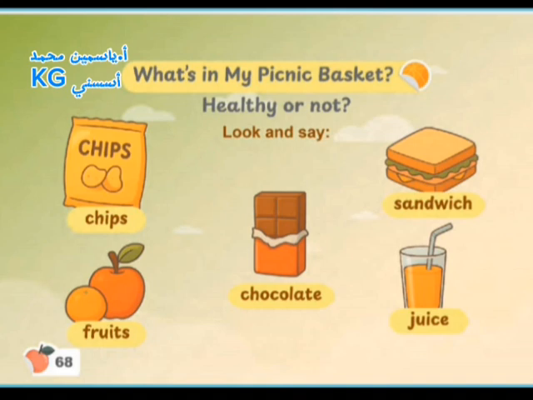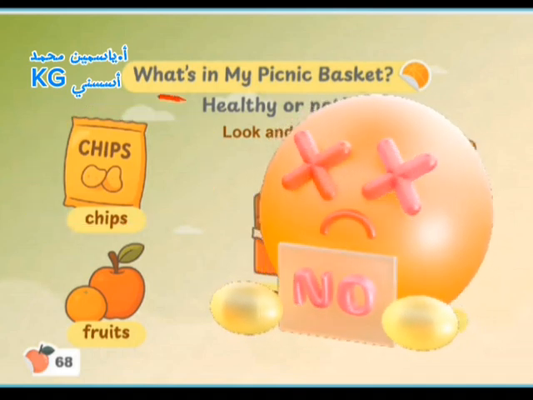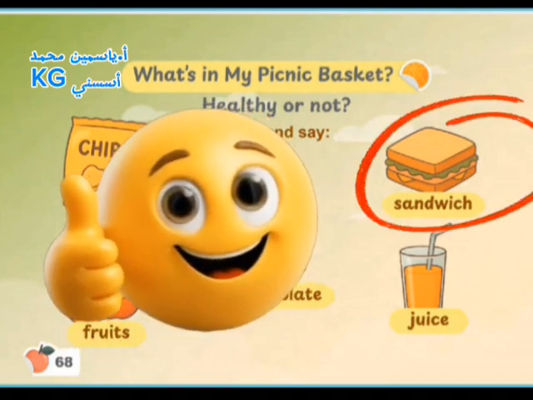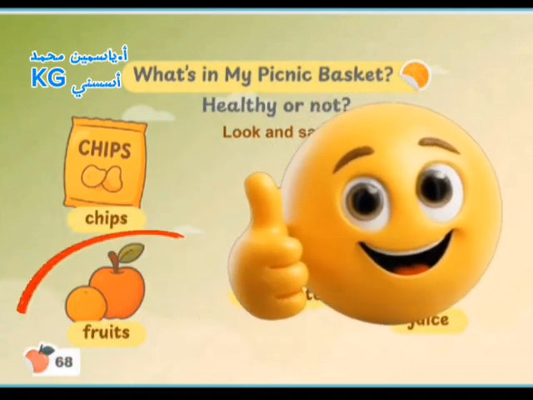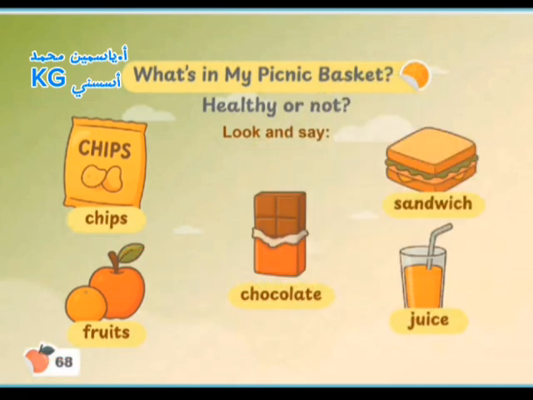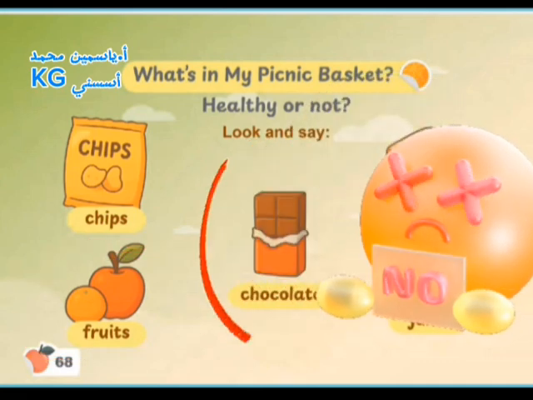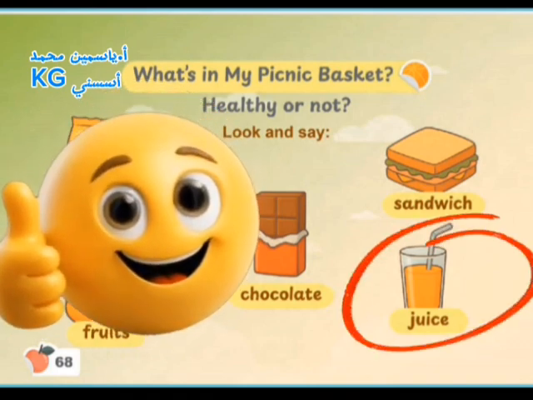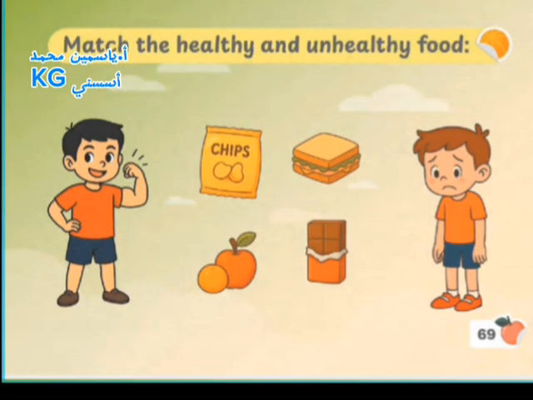Page 68. What is in my picnic basket? Healthy or not? Look and say. Chips. Unhealthy. Sandwich. Healthy. Fruits. Healthy. Chocolate. Unhealthy. Juice. Healthy. Page 69. Match the healthy and unhealthy food.